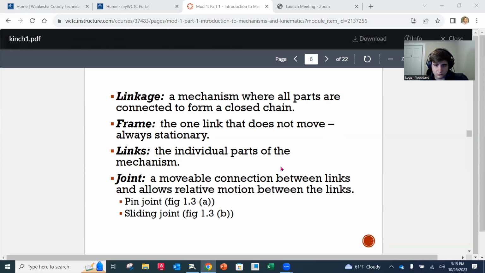The links themselves are going to be the individual parts that are probably going to move relative to each other in the mechanism. One of our links is always going to be the frame, which won't move, but the rest of them will have a place to move. And then a joint is going to be a movable connection between two links. Okay. And it's going to allow relative motion between those links. So you could have a pin joint where you have a pin going through and you have two members that are going to rotate relative to each other. Or you could have a sliding joint where you would have, for instance, a linear bearing that is going to ride on that linear rail. And that's going to be a sliding joint then.